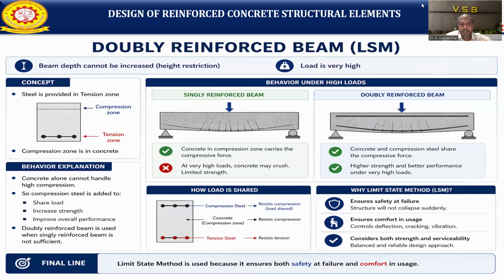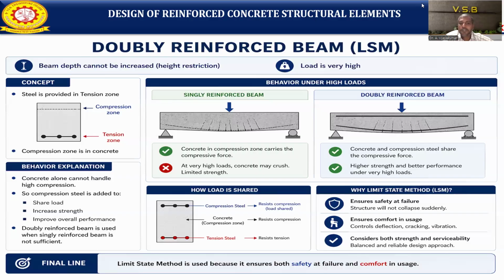How is the behavior in a doubly reinforced beam? Concrete alone cannot handle high compression because it will crush very easily. This is brittle. Okay. For that, we need to provide compression steel at the top. When you provide the compression steel, what will happen? The compression steel will take the load along with the concrete member and automatically increase the strength and improve the overall performance of the structure. A doubly reinforced beam is used when a singly reinforced beam is not sufficient.